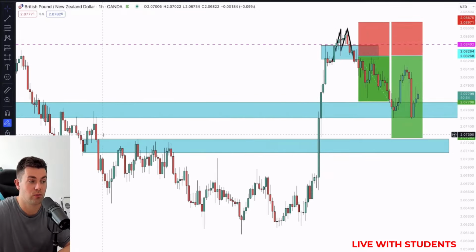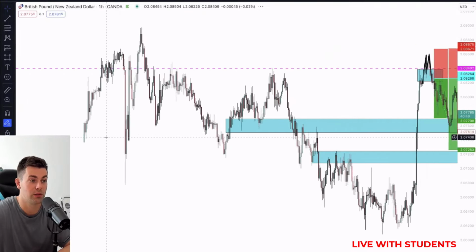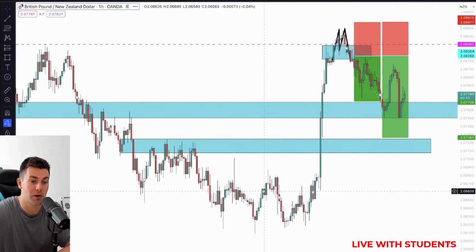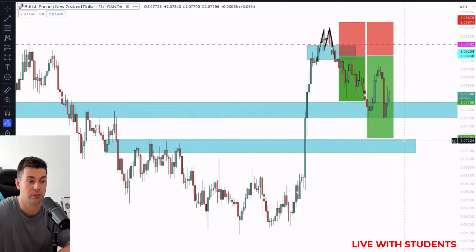Now the position is fully protected and we are anticipating a bearish continuation. Our next goal for the trade is the next strong support. As you remember, we discussed earlier that the pair is trading in a long-term bearish trend, so we will anticipate a further bearish continuation now and a potential test of 2.0726 level. So let's keep holding.